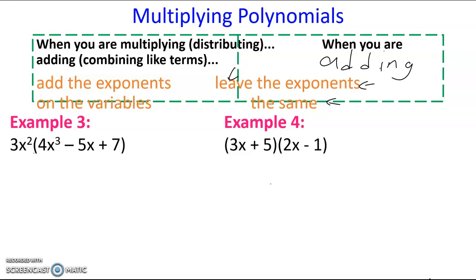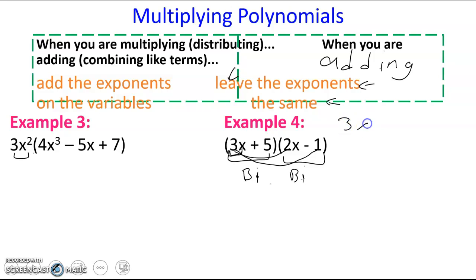So for example 4 here, it looks a little bit different, but the same basic rules apply. Instead of just the one term that we did over here, we now have 2 terms being multiplied by 2 terms, basically a binomial multiplied by a binomial. So basically we need to take the first term here, this 3x, and, as we did over here, distribute it to all of these terms right here, okay? So let's go ahead and do that.